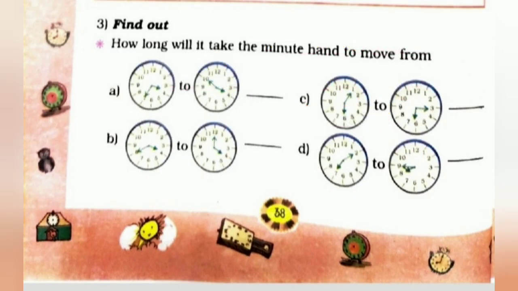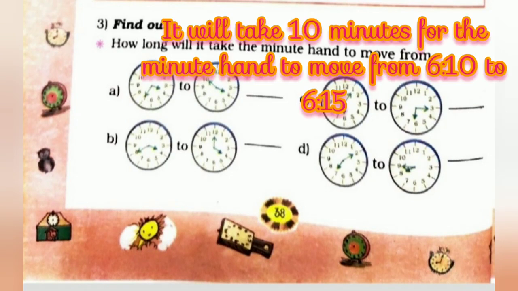In exercise C, it is 6 hours 5 minutes to 6 hours 15 minutes. So in the first picture, the minute hand is on 1, that means 5 minutes. And in the second picture, the minute hand is on 3, that means 15 minutes. So we have to subtract 15 minus 5 is equal to 10 minutes.